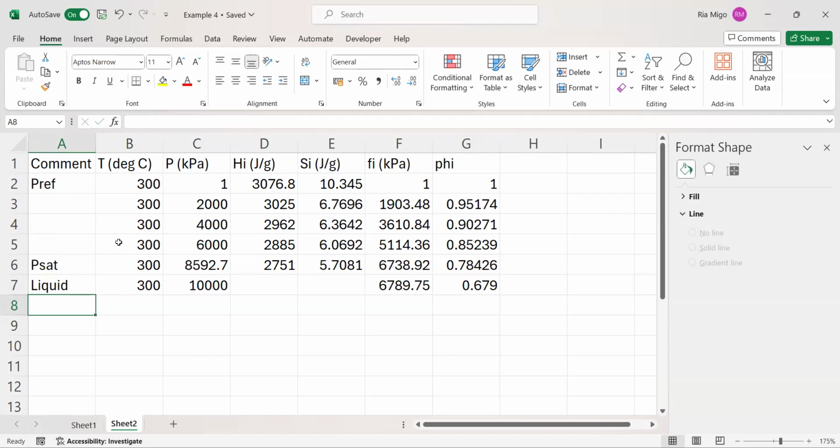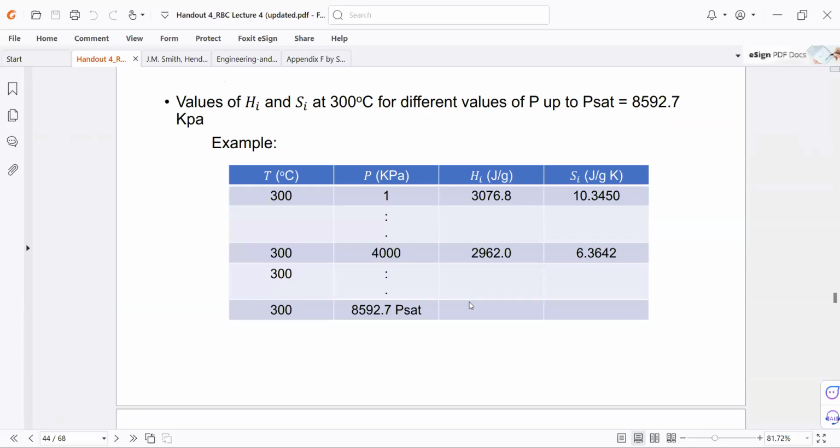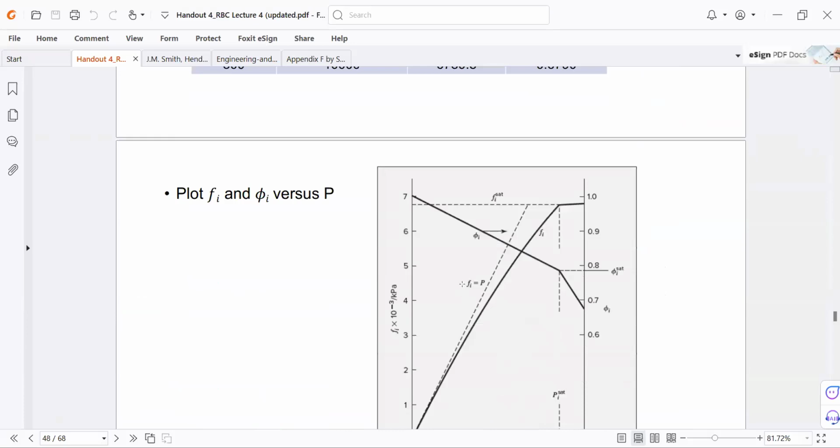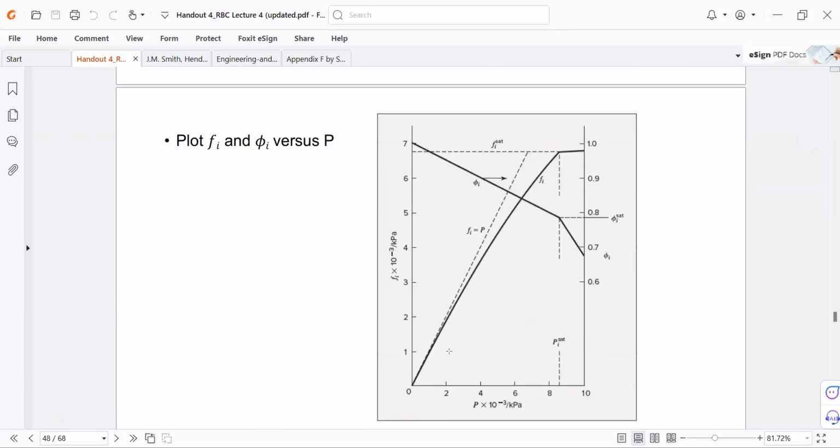So what's the next step? We need to make a plot, something that would look like this one. Okay, this is our goal right here: to plot the fugacity and phi against the pressure.